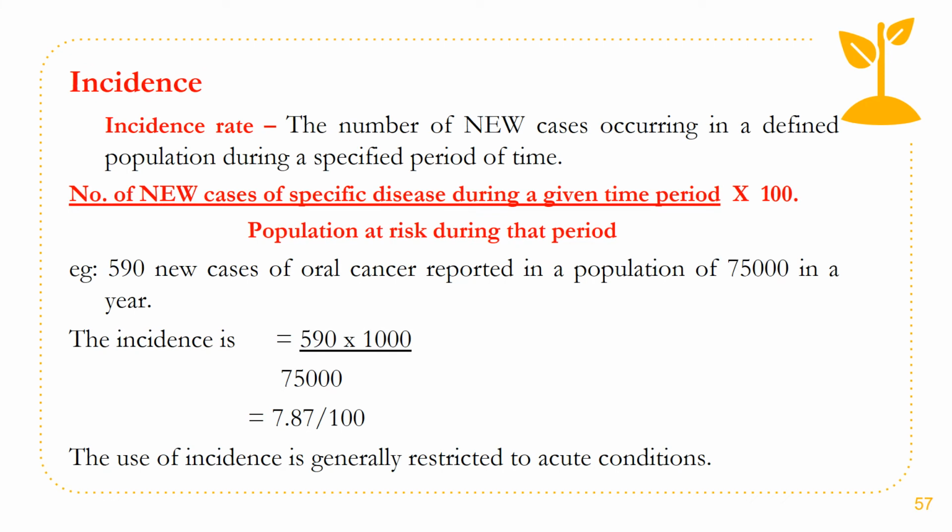Then what is incidence rate? Incidence rate is nothing but number of new cases of a specific disease during a given time divided by population at risk during that period into 100. For example, 590 new cases of oral cancer reported in a population of 75,000 in a year. The incidence is, according to this formula, 590 divided by 75,000 into 1000, because the denominator is in 1000, so the multiplier is 1000. So the answer will be around 7.87. It is generally restricted to acute conditions, for example like cholera, even COVID, it was acute at one moment.